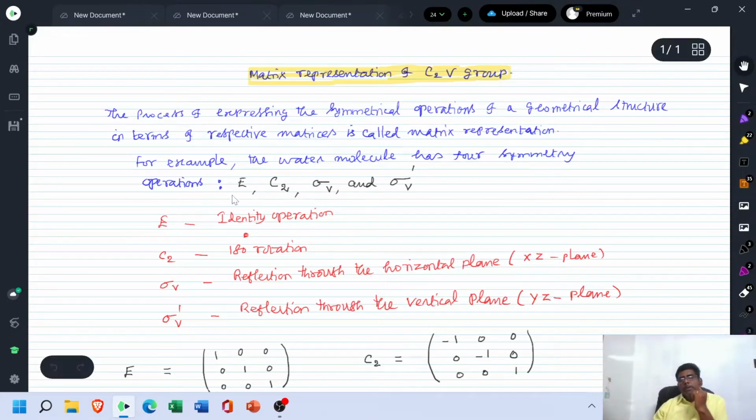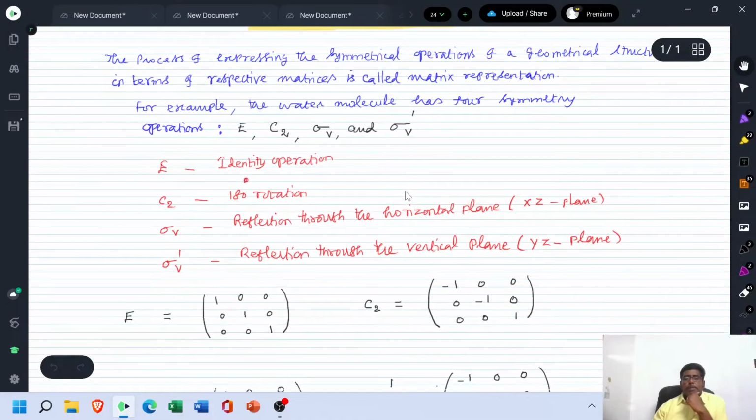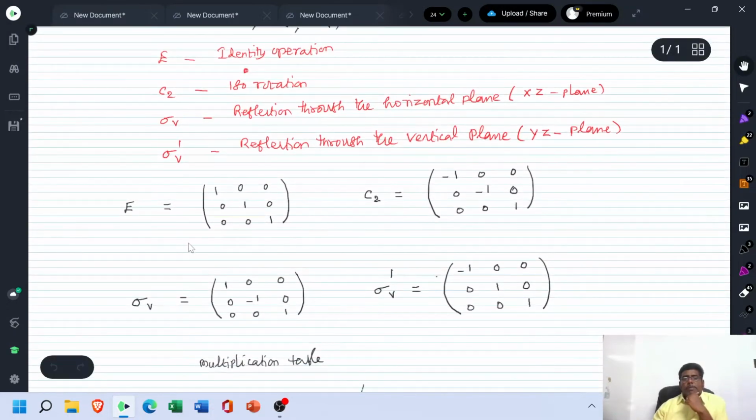In the case of the water molecule, the possible symmetry operations are E, the identity operation, C2, 180-degree rotation, sigma v, reflection through the horizontal plane, and sigma v dash, reflection through a vertical plane. Now replace all these operations in terms of matrices. E is replaced by I3, that is, the unit matrix of order 3.